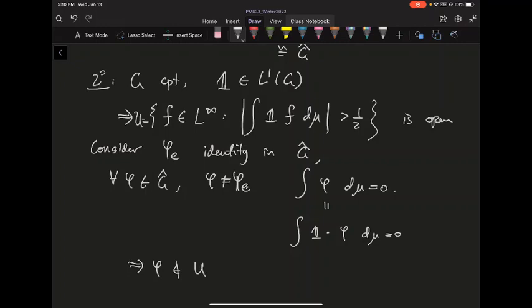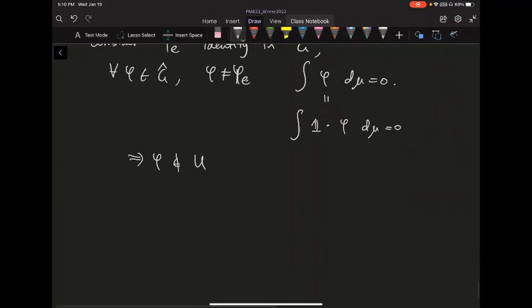So you pick the weak star open set U, and as long as you have a non-identity element in your G hat, it's not inside U. Well, that just implies the identity in G hat itself is going to be an open set inside G hat in the relative topology. So that just implies that if you consider the singleton of the identity inside G hat, that's open. And when your singleton is open, the topology is going to be discrete. So that proves that G hat is going to be discrete.